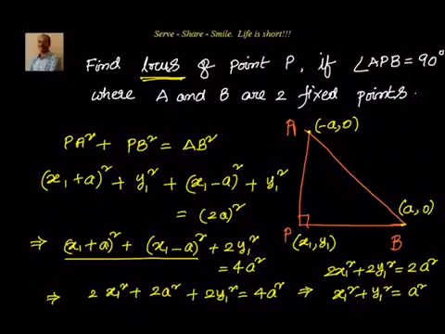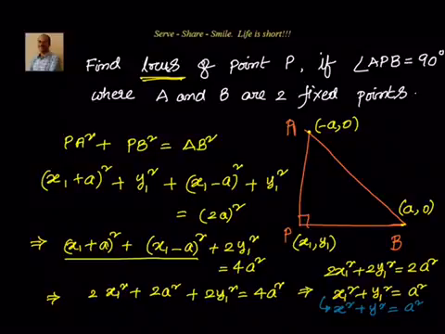This is nothing but the equation of the circle with center at 0, 0 and the radius a. So now the equation of the locus, I have to make x1 y1 as again x y. So the equation of the locus is x square plus y square equal to a square.